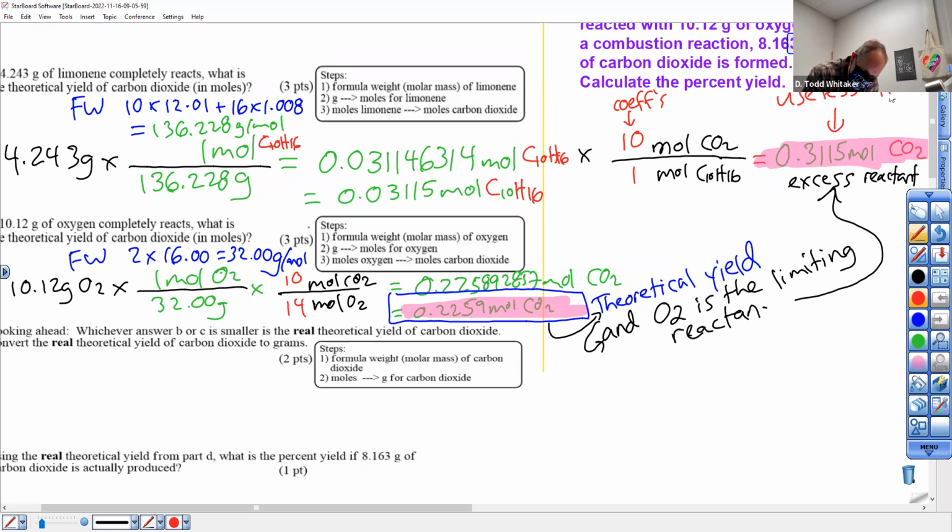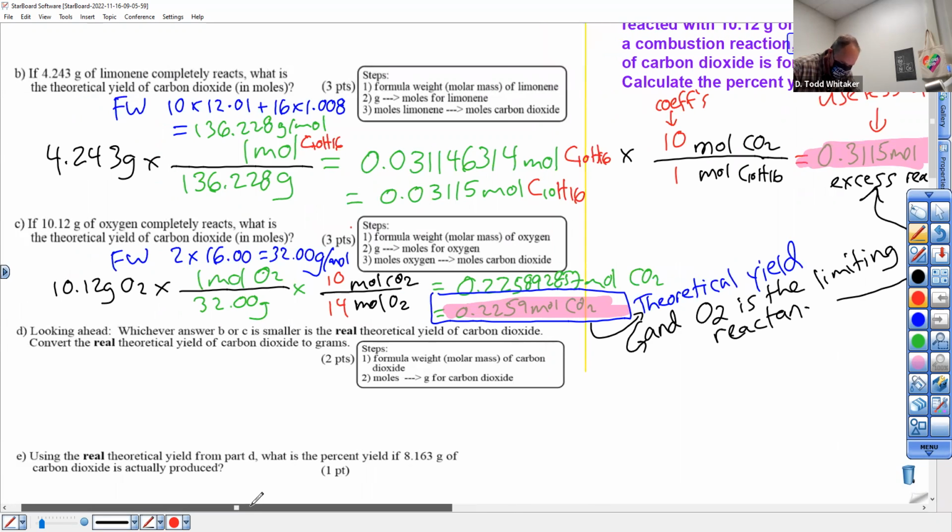Which is a little too simply stated. We needed to figure it out to figure out that it was bigger than the other one. But now, after we've done that, you will never use that number because you live in a real universe, not an imaginary one, okay? Where you can react more than you have. No, we don't do that here, okay? So we got the real theoretical yield right there, and it says, convert the real theoretical yield to grams.